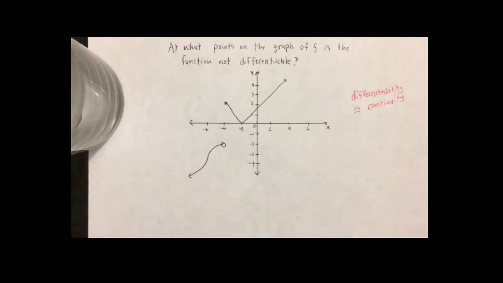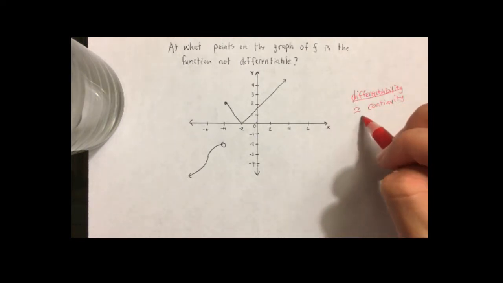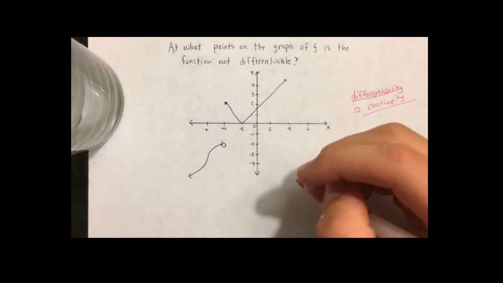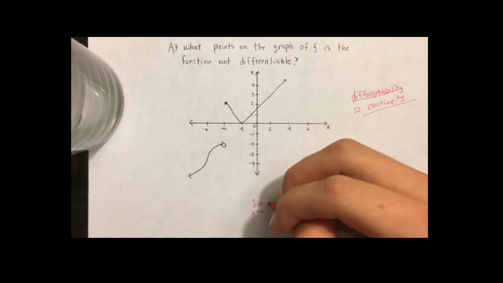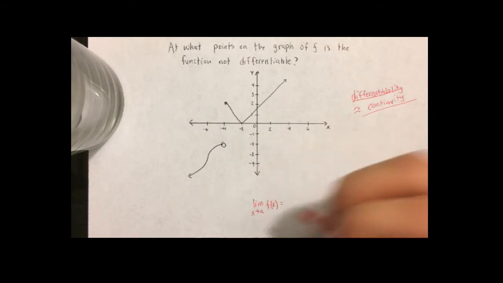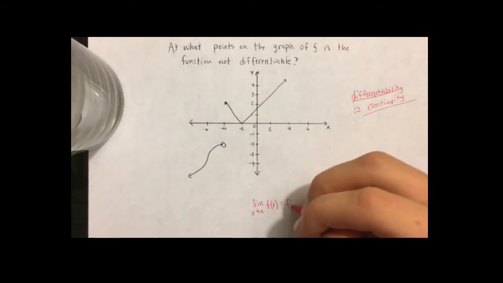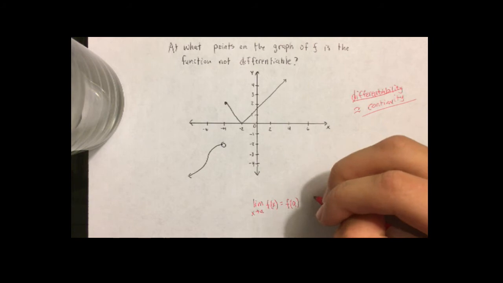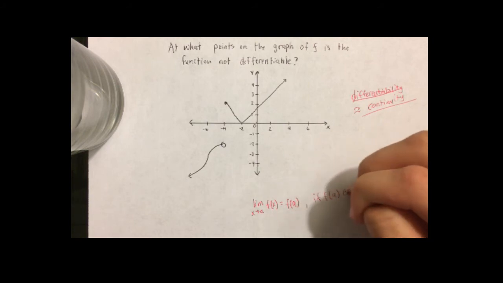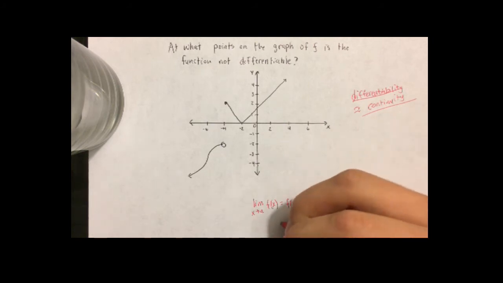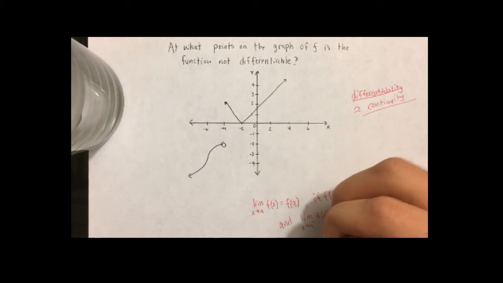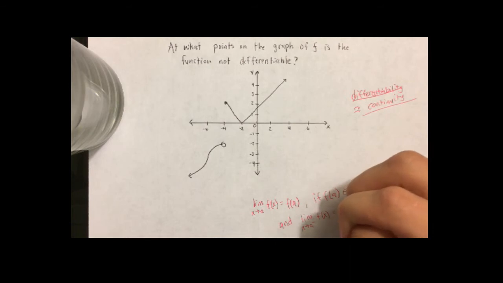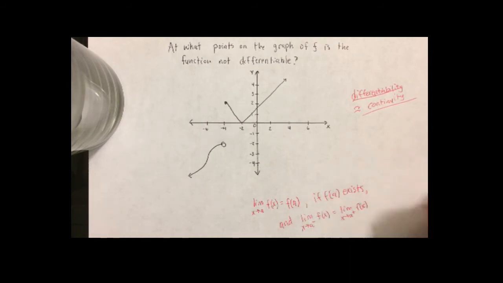Okay, well, I haven't learned this for a while, but thinking back, I know that differentiability is associated with continuity. And I know that a function is continuous at a point if it meets three requirements: the limit as x approaches a equals f of a, and f of a must exist, and the limit as x approaches a from the left of f of x equals the limit as x approaches a from the right of f of x.